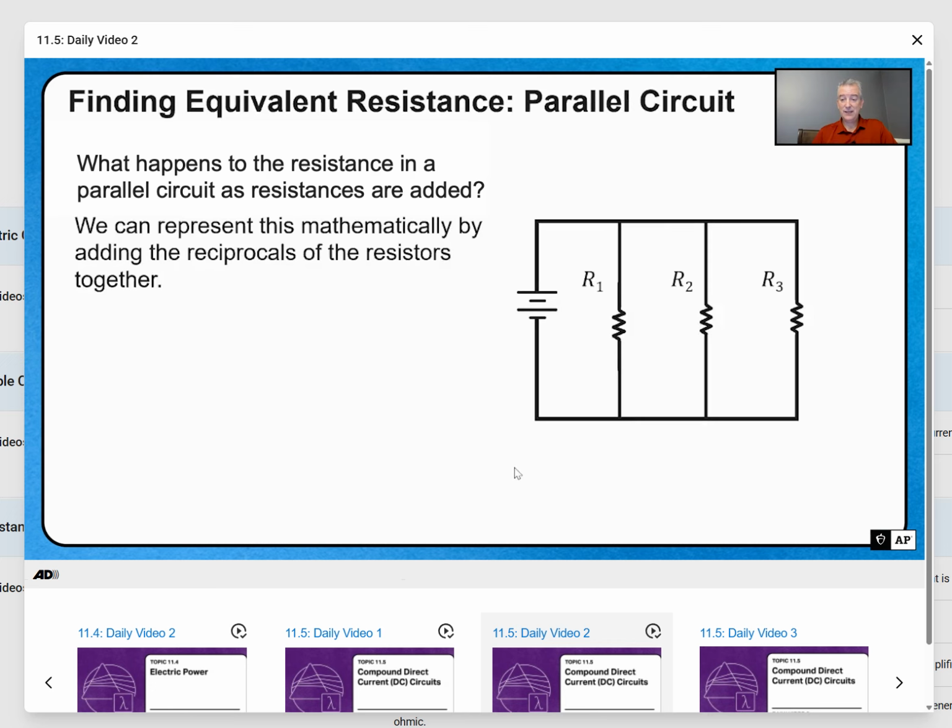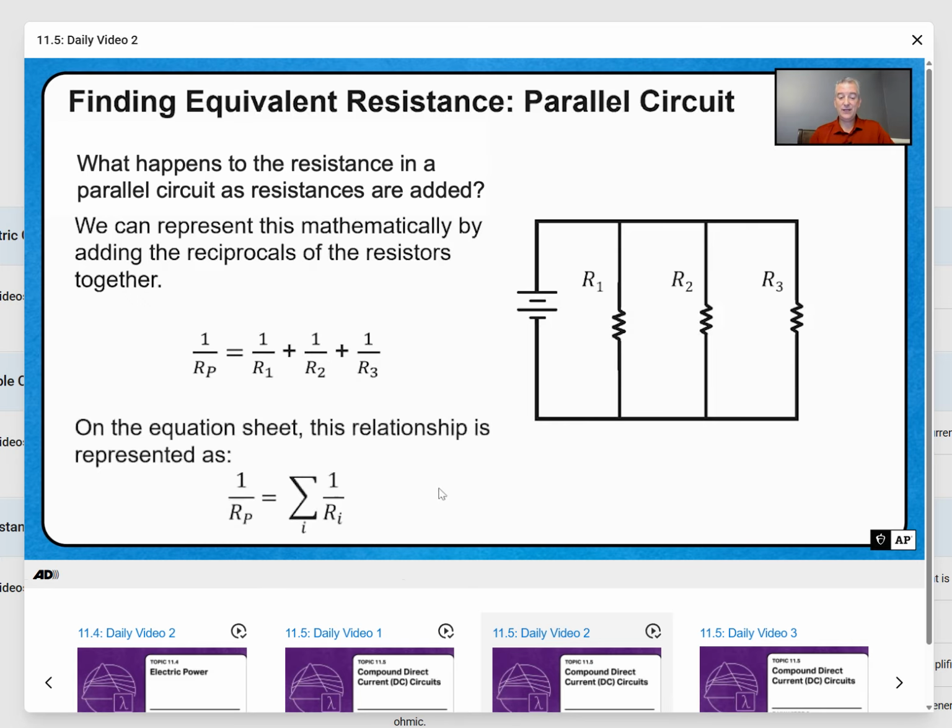In a parallel circuit, in order to find the total resistance or the equivalent resistance, we're going to add the reciprocals of the resistors. So we're going to end up with an equation that looks like this: 1 over Rp is equal to 1 over R1 plus 1 over R2 plus 1 over R3. On your equation sheet, that equation will look something like this: 1 over Rp is equal to the sum of the reciprocals of each individual resistance in your circuit.